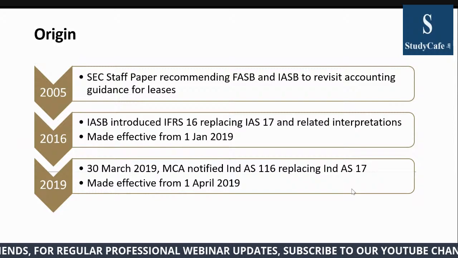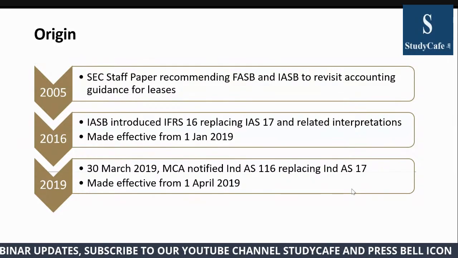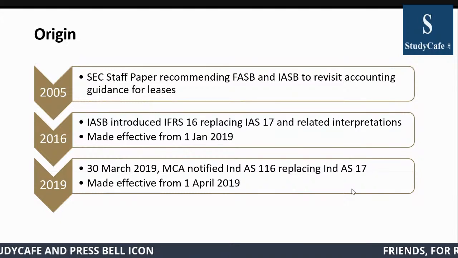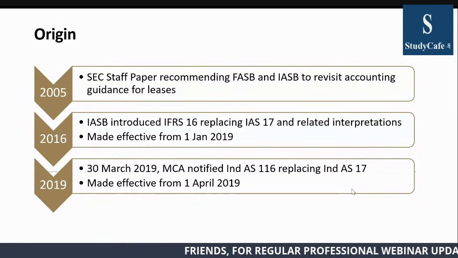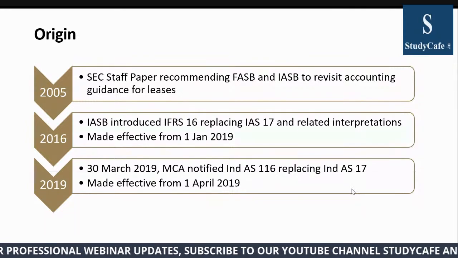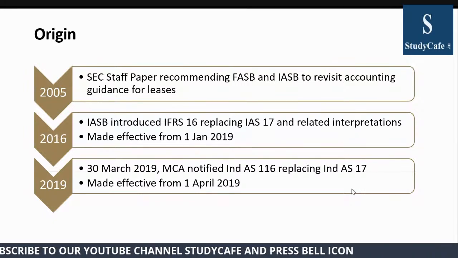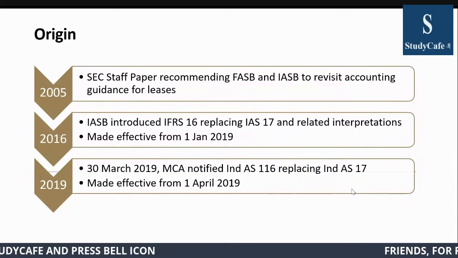And then there was no transparency. The investors were not able to compare the companies which were taking a loan to buy an asset and the companies which were taking assets on leases. There was no comparison, because for the companies who were taking a loan to buy an asset, there was a liability on the balance sheet, right? But for companies who were leasing the assets, there was no liability on the balance sheet. So this kind of comparison was not possible.